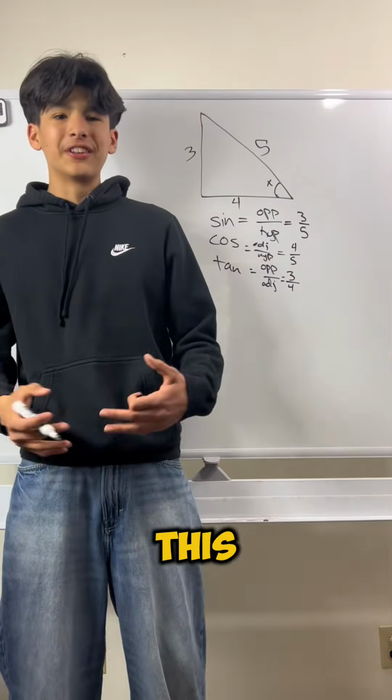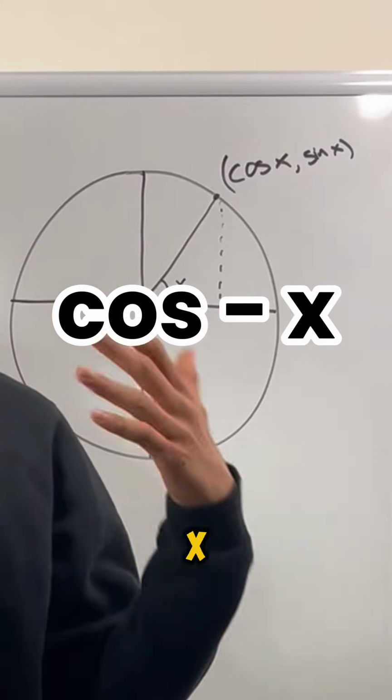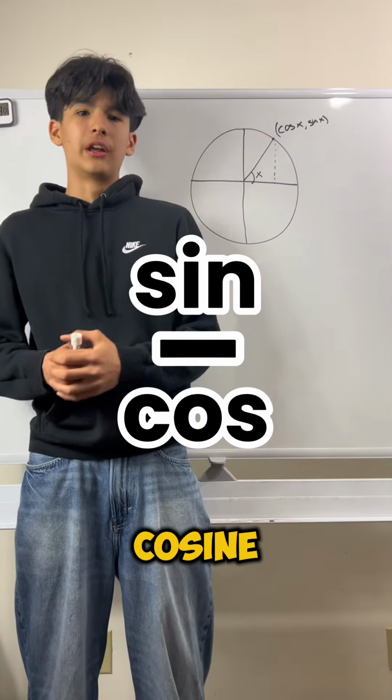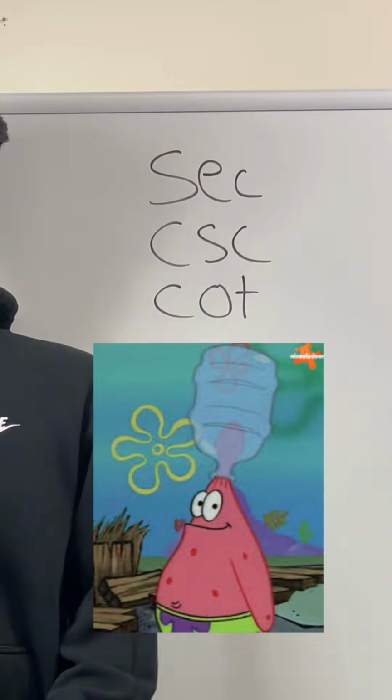However, if you want to think of this in terms of trigonometry, on a unit circle, cosine would be the x-coordinate, sine would be the y-coordinate, and tangent would just be sine over cosine. But that still leaves a question: what is secant, cosecant, and cotangent?